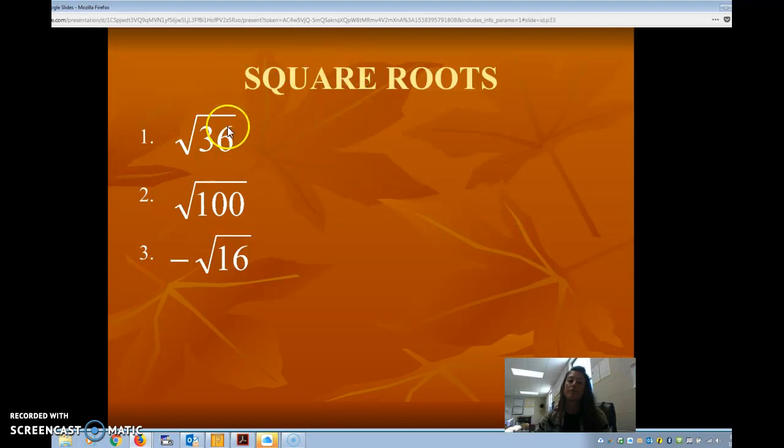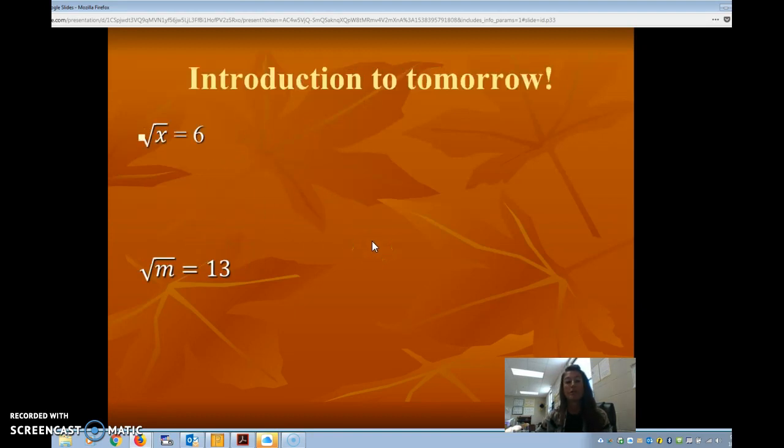Square root. If I ask you to take the square root of 36, you would tell me 6. If I ask you to take the square root of 100, you would tell me 10. If I say, what is the negative square root of 16, you would say negative 4. Very good. Always check your list until you have them memorized.